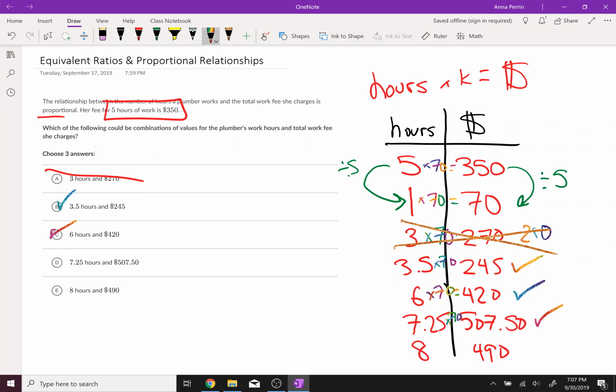Now, I already know that this told me to choose 3 answers. So since I have 3 answers, I already know that E is going to be wrong. But if we go ahead and check it and do 8 times 70, it gives me 560. In other words, not the answer that it gave me here. So I know that that value is incorrect.